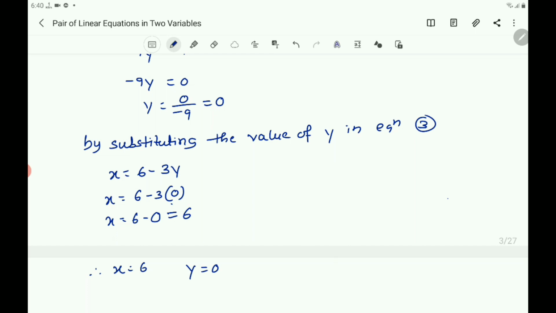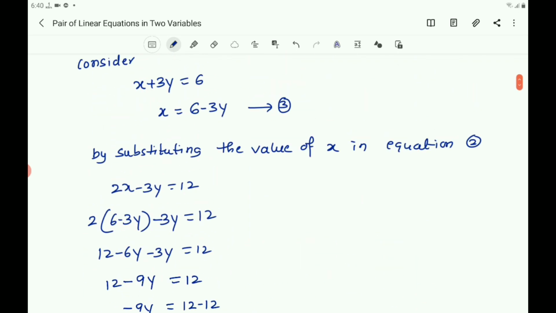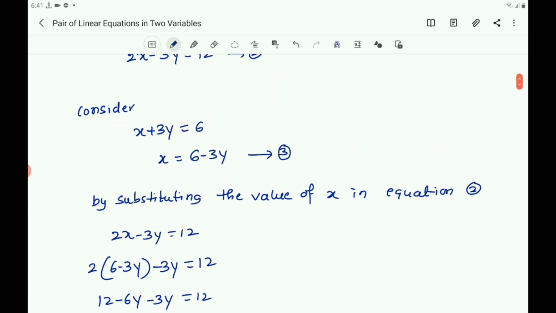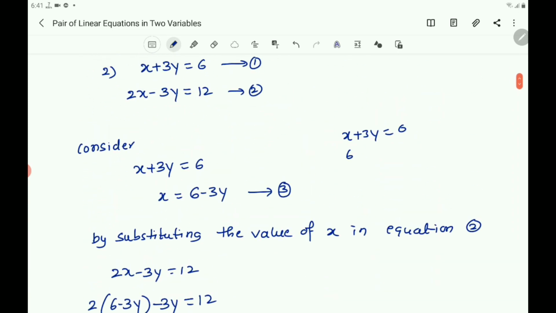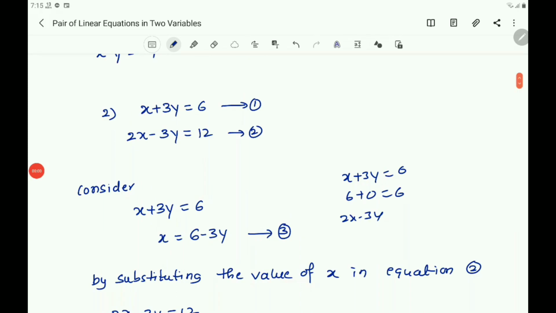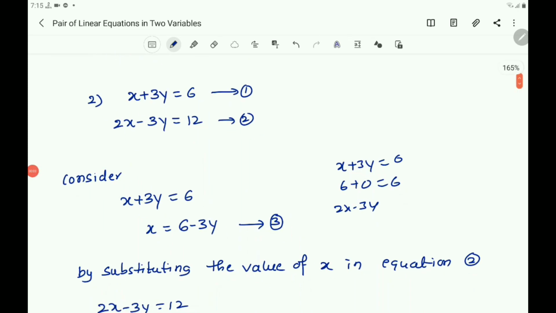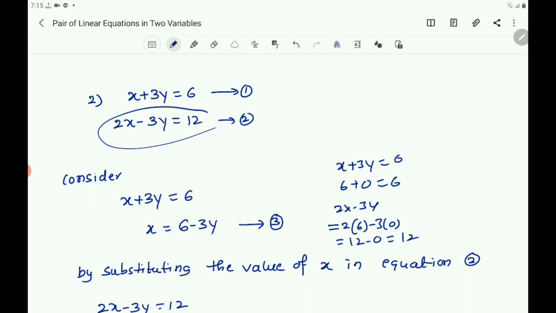You got the solution. If you want to verify, you can verify here by substituting values of x and y. Here you know that x plus 3y equals 6. X value is what you got here, that is 6, y is 0. 6 plus 0 equals 6. And next one, 2x minus 3y equals 2 into x value is 6 minus 3 into 0. Then you will get 12 minus 0 equals 12. So this equation is also satisfied.